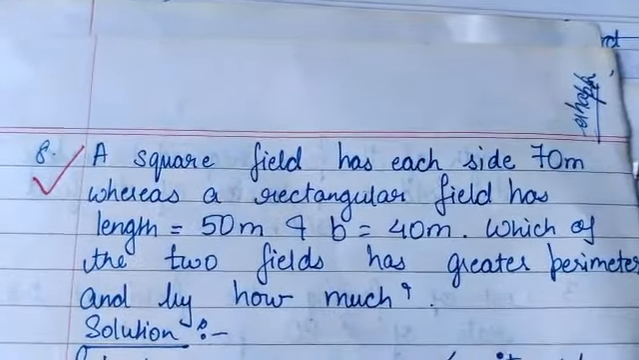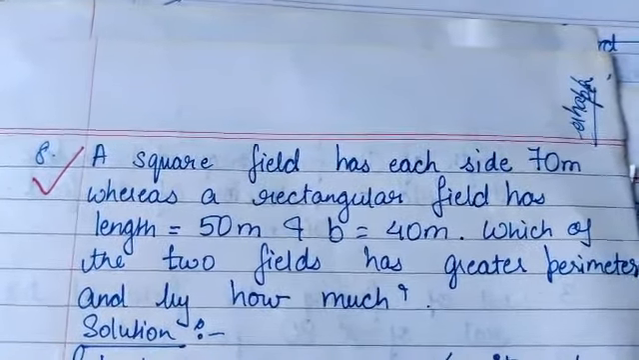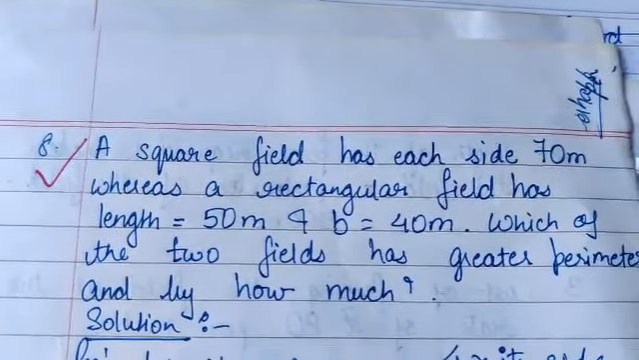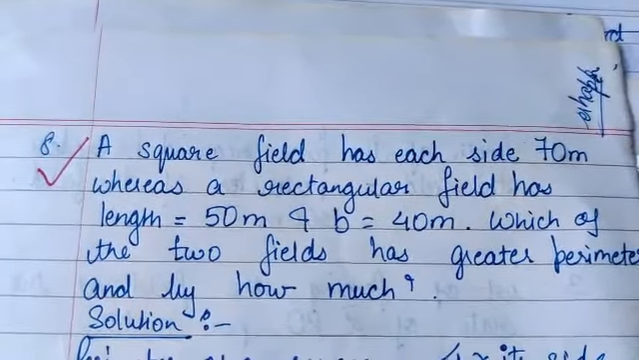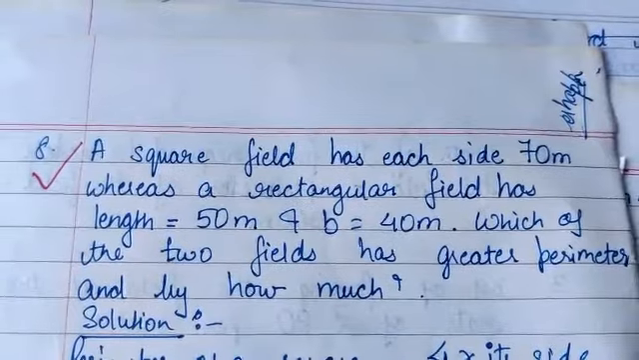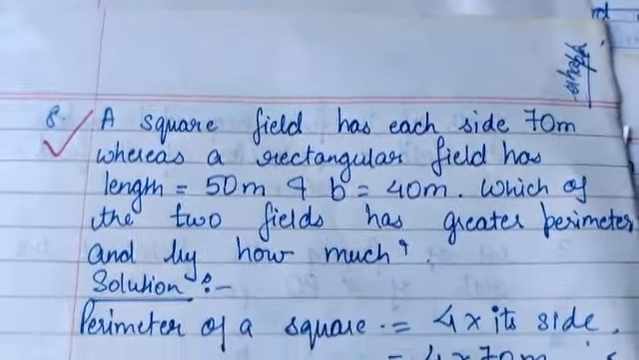A square field has each side 70 meters, whereas a rectangular field has length 50 meters and breadth 40 meters. Which of the two fields has greater perimeter and by how much?